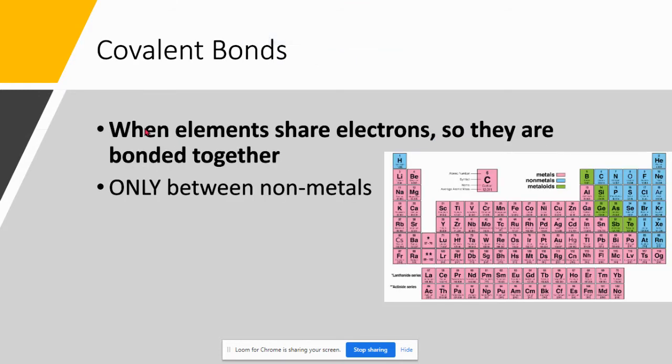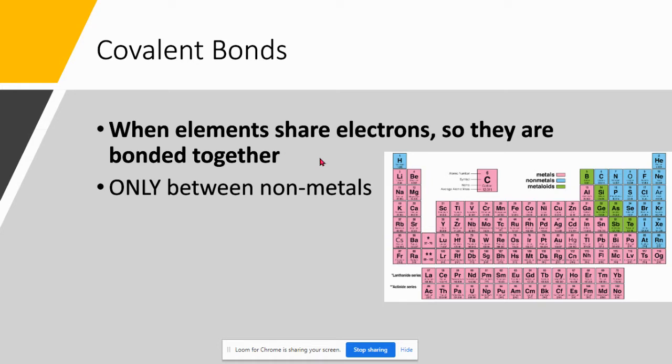So covalent bonds, they're when elements share electrons. So then they're bonded together because they're sharing those electrons. So instead of ionic bonds where one is taking and one is giving, they're going to share the electrons to be able to get to 8. So if I have one with 7 that's sharing with one that has 1, then if they add their electrons together, that equals 8, and they can bond together.